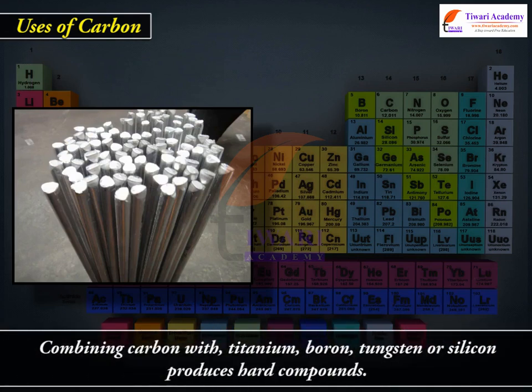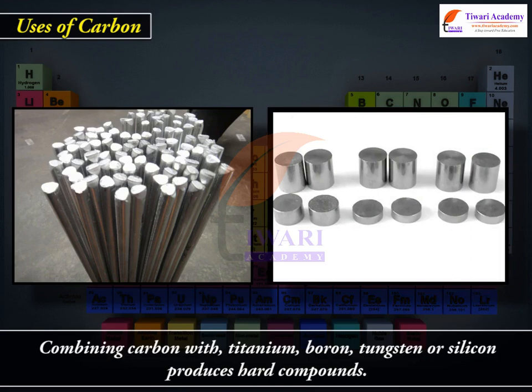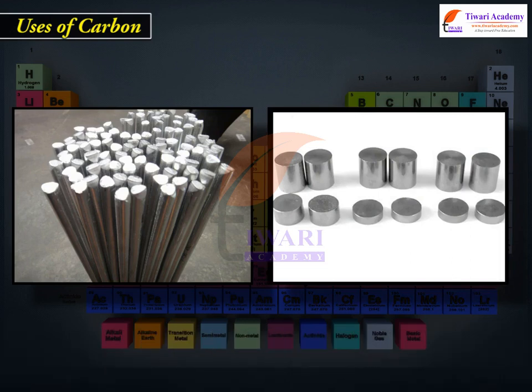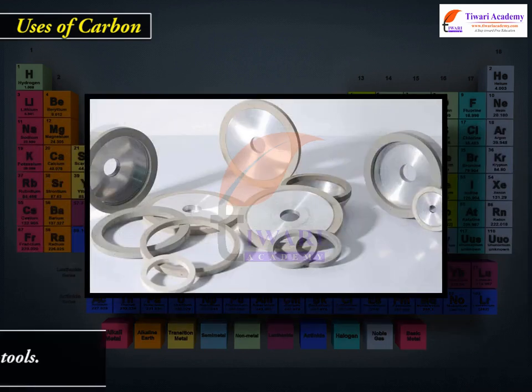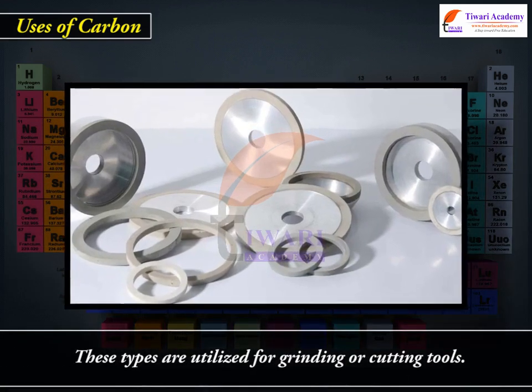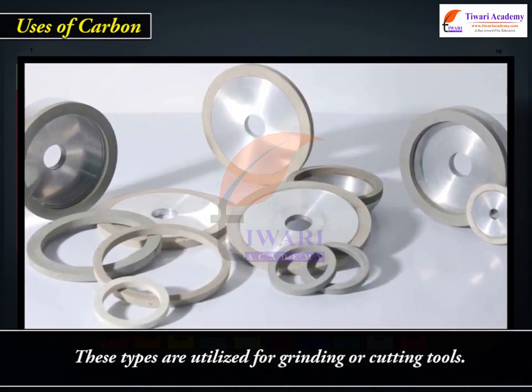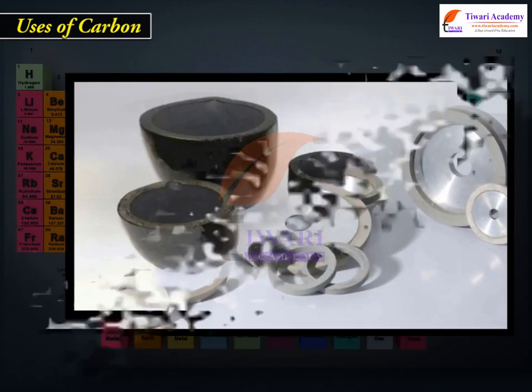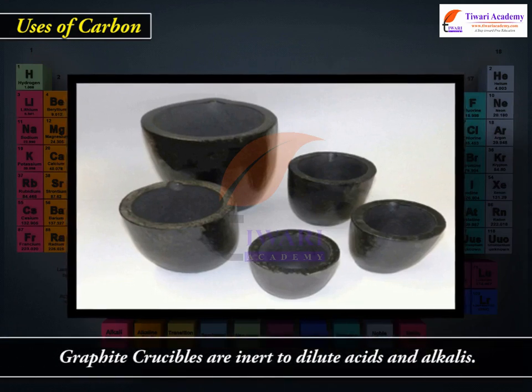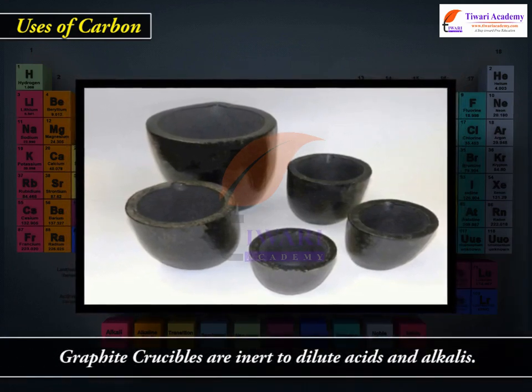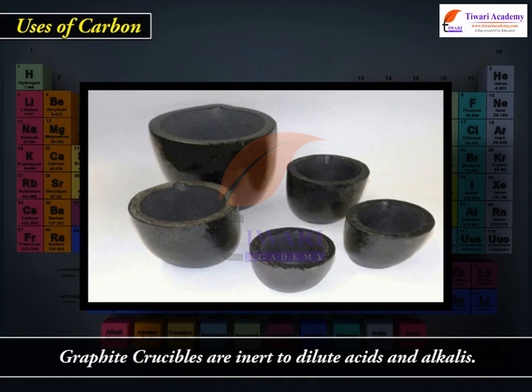Combining carbon with titanium, boron, tungsten or silicon produces hard compounds. These types are utilized for grinding or cutting tools. Graphite crucibles are inert to dilute acids and alkalis.